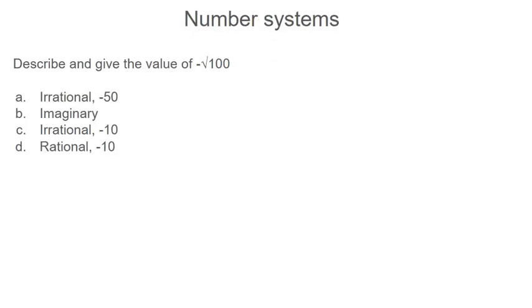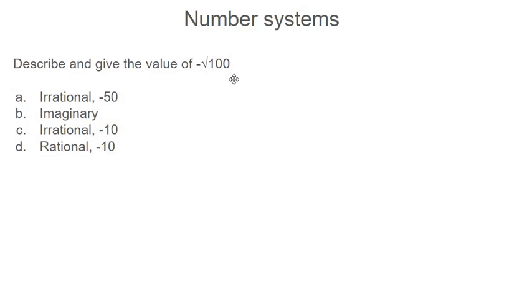So, describe and give the value of negative the square root of 100. So we're going to start with the square root of 100. Let's check our table. We know 1 times 1 is 1, 2 times 2 is 4, 3 times 3, all the way up, and we see 10 times 10 is 100. For this reason, we know that the square root of 100 is 10. Now you have -1 times 10.